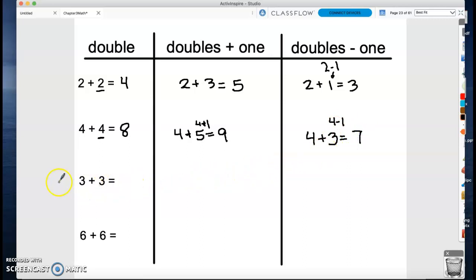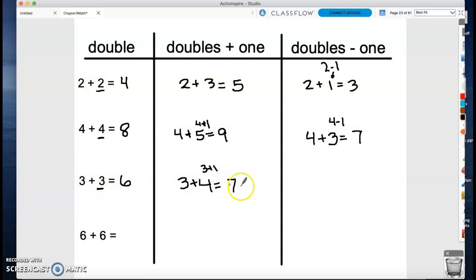Let's try the next one. What's 3 plus 3? It's 6. Good job. Here we go. So one of our add-ins stays the same and our other one is going to change. So we keep one of the 3's plus, now we're going to do doubles plus 1. So we have 3 plus 1. What's 3 plus 1? 4. Good job. Here we go. If 3 plus 3 is 6, 3 plus 4 is 7.